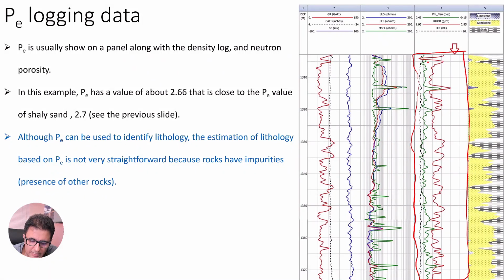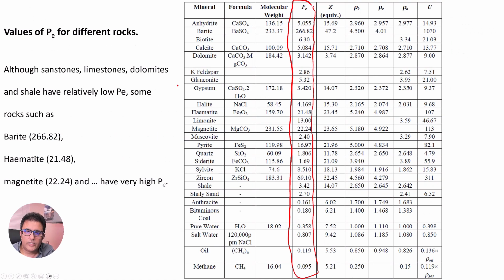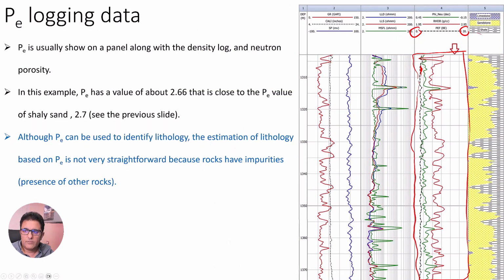For example, here it shows that PE varies from 0 to 20. And for this specific example, the value of PE is about 2.66. That is close to the PE value for shaly sand. And if we go back to this chart, it says that for shaly sand, the value of PE is 2.7. So it means that the value that we get here is very close to the real lithology. And from the lithology track here, you see that we deal with shaly sand in this example.